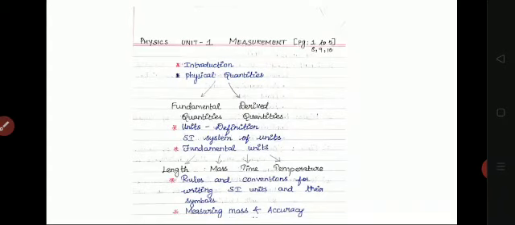Under fundamental units we are going to discuss in detail length, mass, time and temperature, then rules and conventions for writing SI units and their symbols, and finally measuring mass and its accuracy.